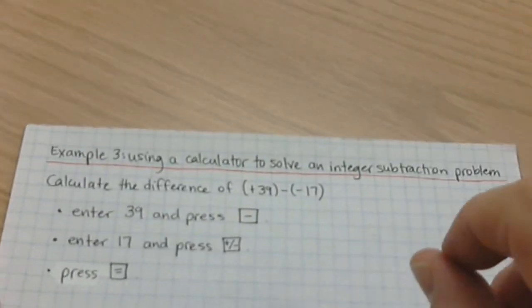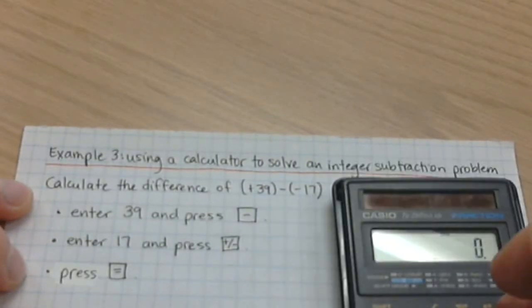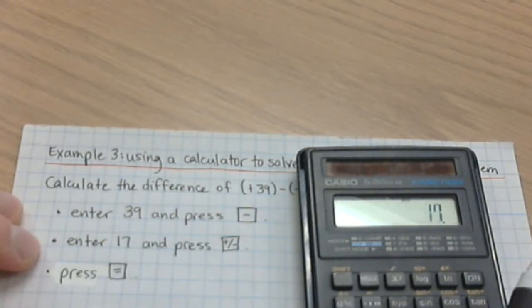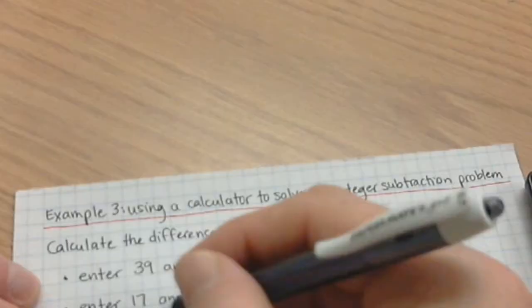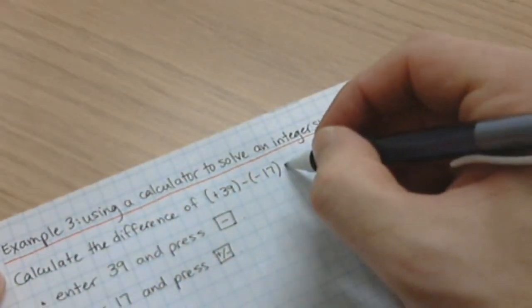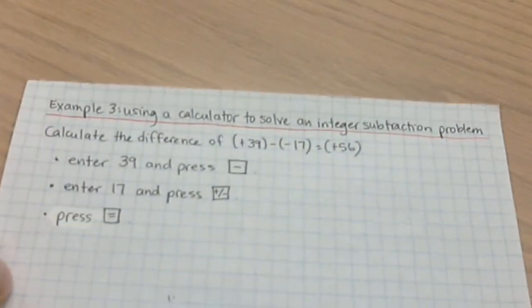Lastly, using a calculator to subtract integers. Pretty straightforward. Positive 39 minus negative 17. So, press 39, press the subtract button, enter 17, and press the plus-minus button. Press equals, and I get positive 56. So positive 39 minus negative 17 equals positive 56.